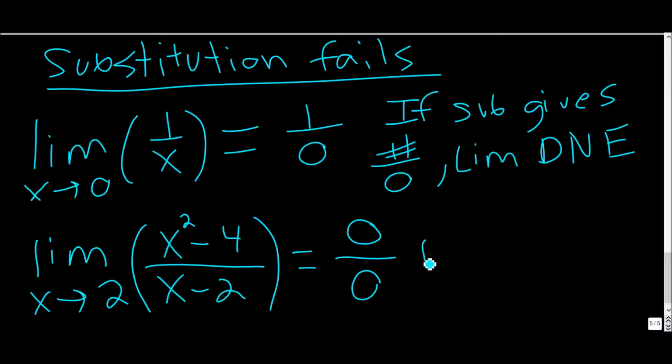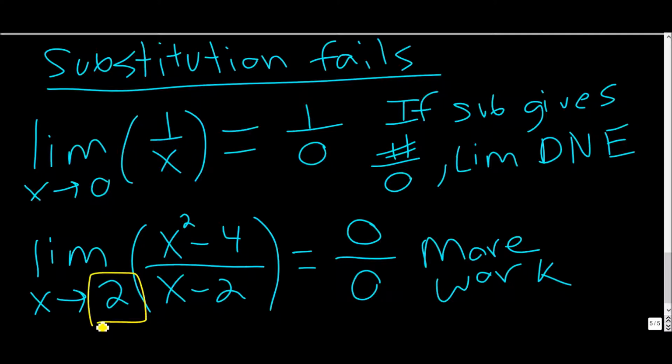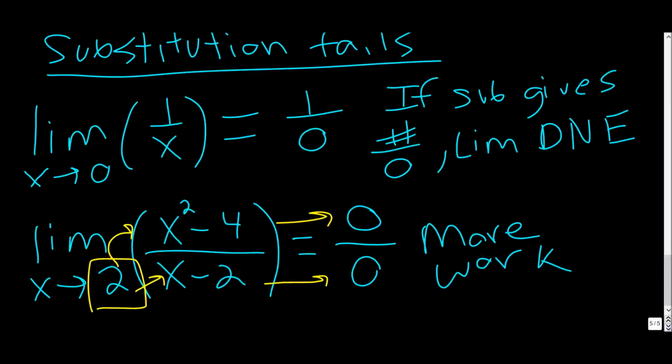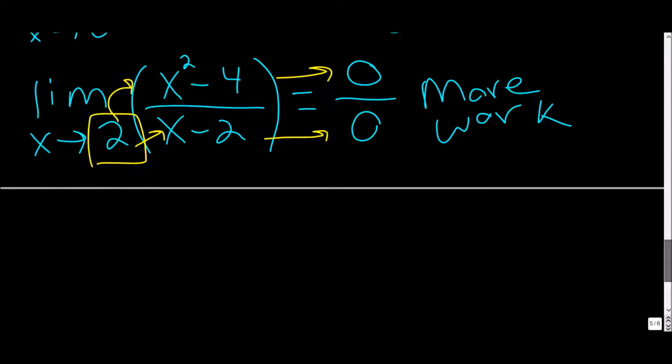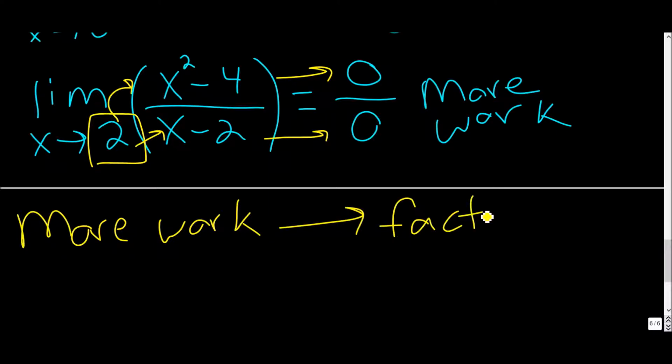So what the 0 really means is that this value of 2 is a factor of both the numerator and denominator. By plugging into the numerator and denominator, we've gotten 0 both times. So there's something in common, and we have to figure out what that is. So more work can either be factor or rationalize in order to find that hidden factor.